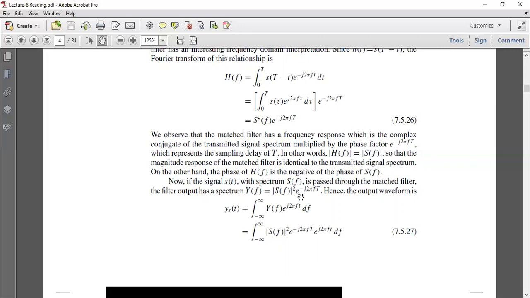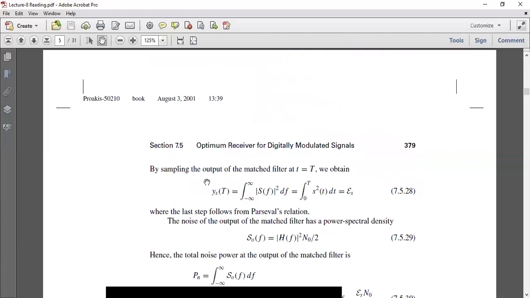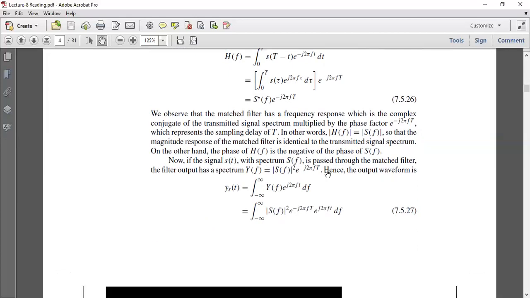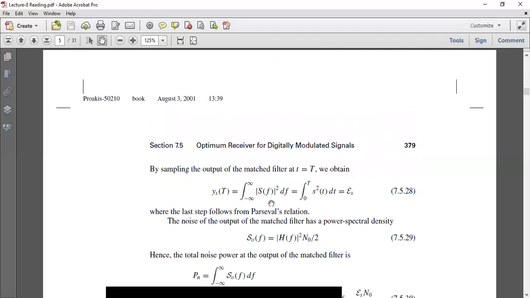So put the value of Y(f) over here: |S(f)|² e^(-j2πfT) and e^(j2πft). So you see the difference here: this is capital T, this is small t, and it is integrated with respect to frequency. By sampling the output of the matched filter at t equal to T, these two will cancel. So we are left only with |S(f)|² df.